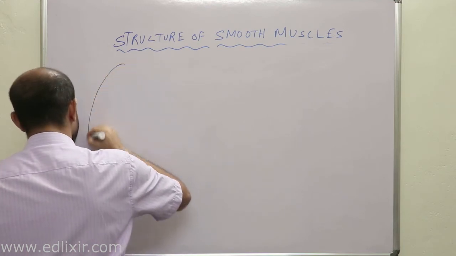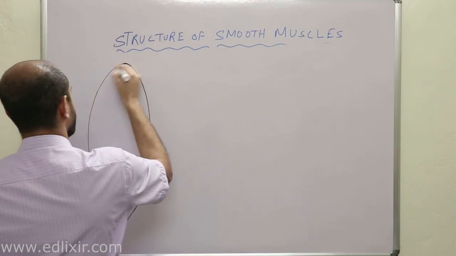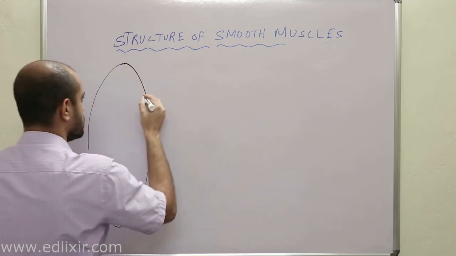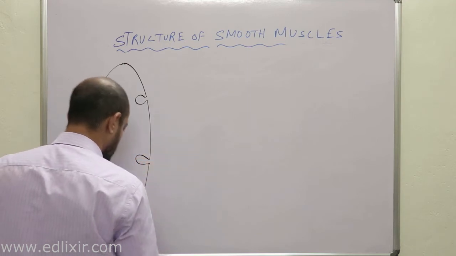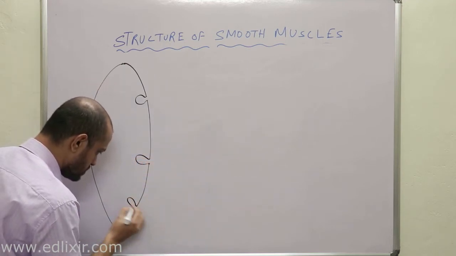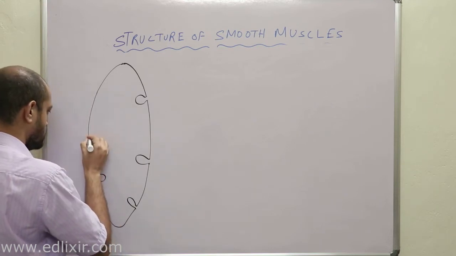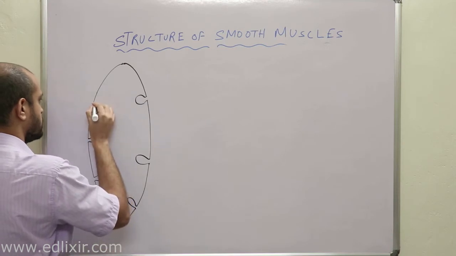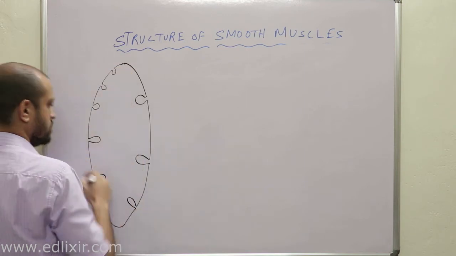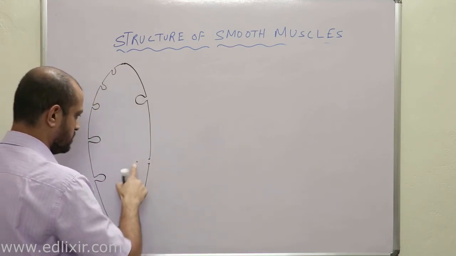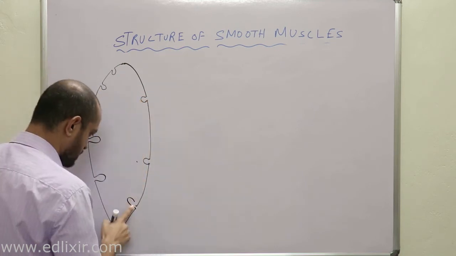So suppose this is your smooth muscle, okay. Clear? What are these? Caveolae, right? These are your caveolae. It will not go deeper, right? Now, sorry, it went very much deeper. It looks like T tubules, okay? Caveolae, okay? Clear?